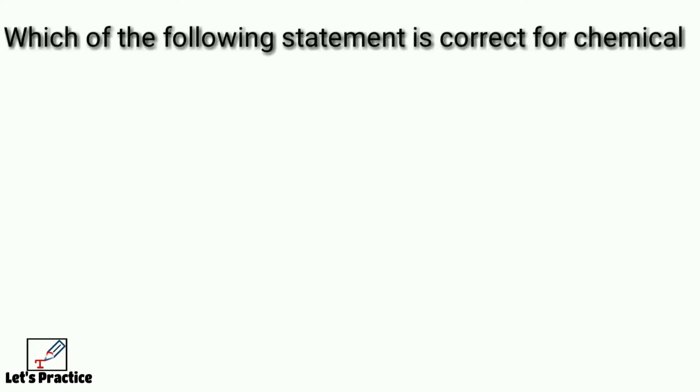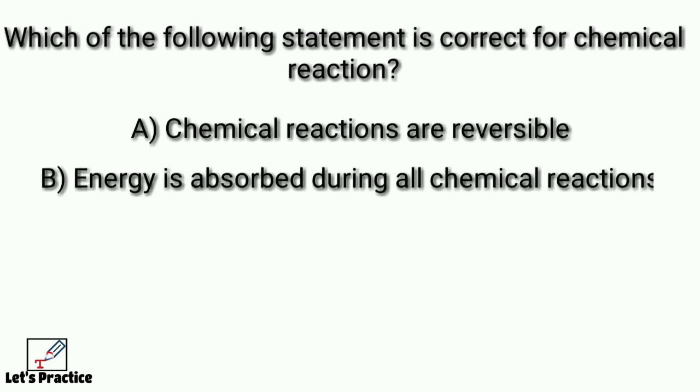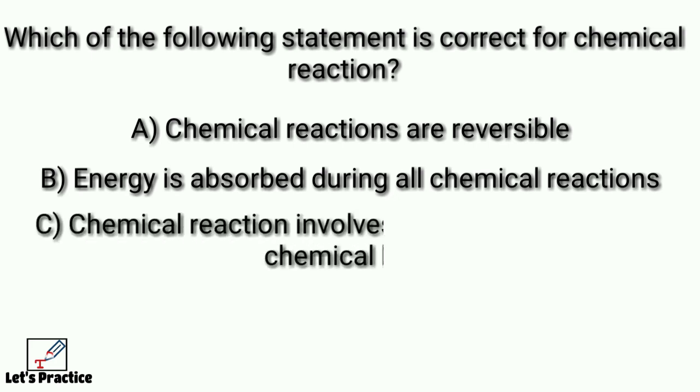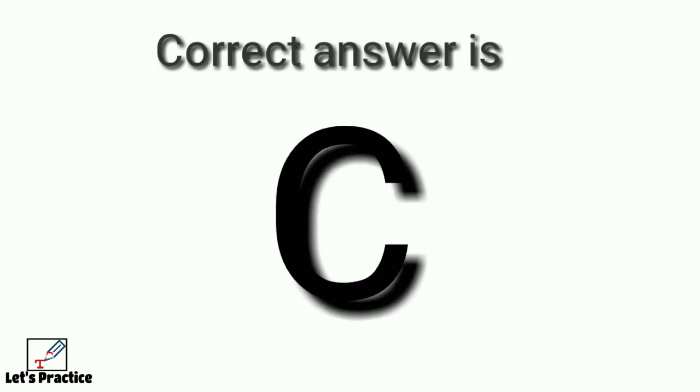Which of the following statements is correct for chemical reaction? Option A. Chemical reactions are reversible. Option B. Energy is absorbed during all chemical reactions. Option C. Chemical reaction involves breaking and making of chemical bonds. Option D. All of the above. Correct answer is option C.